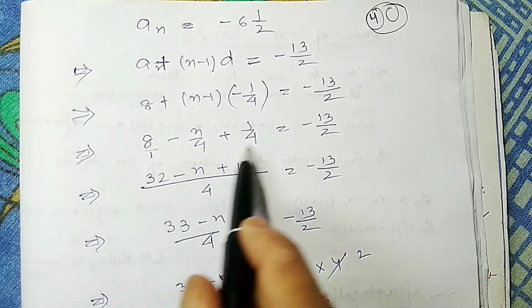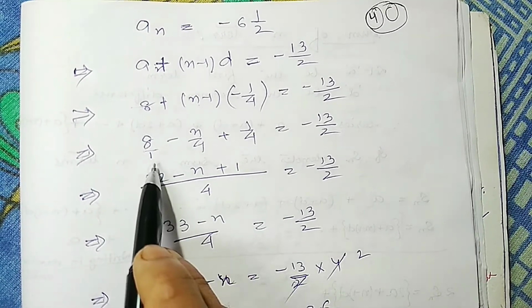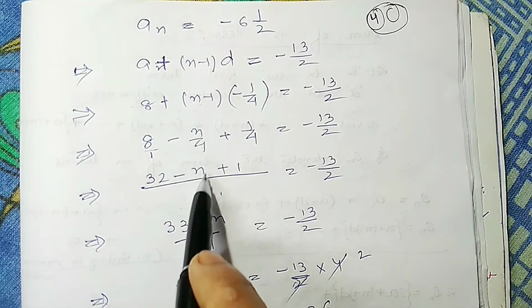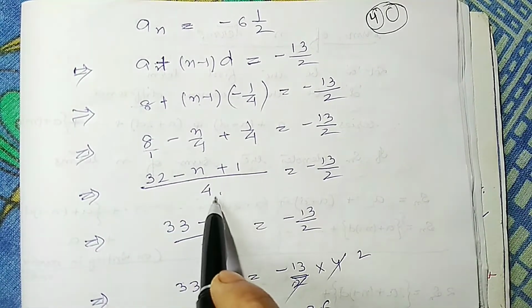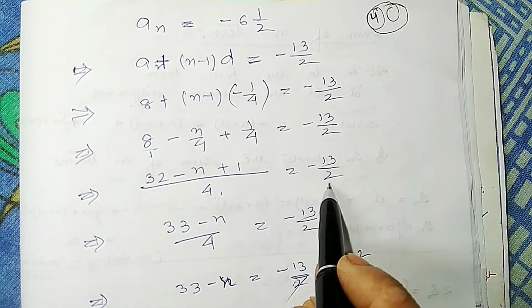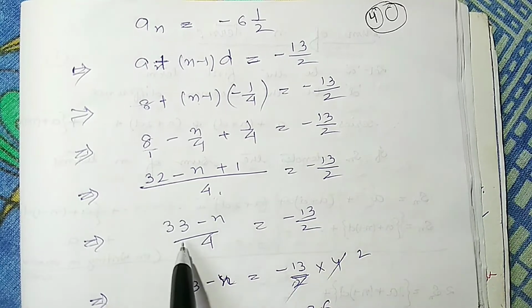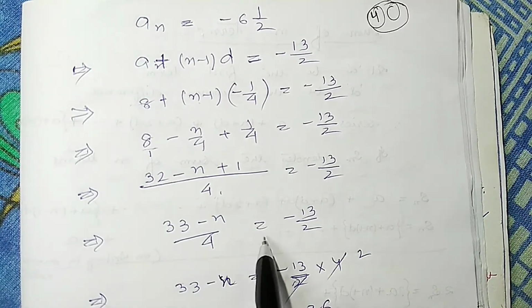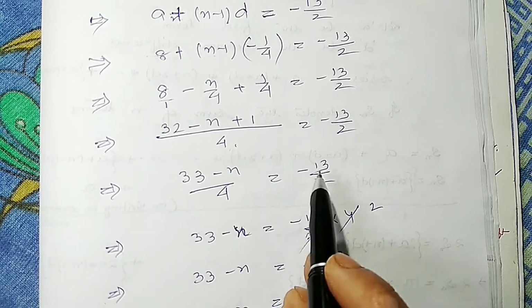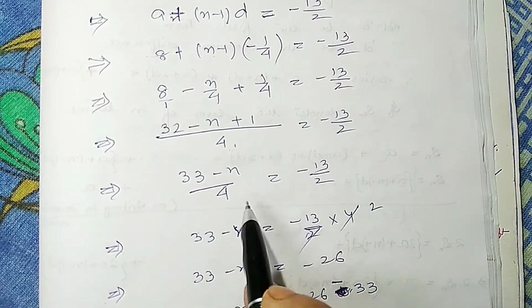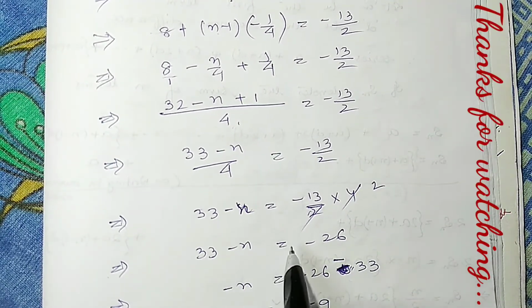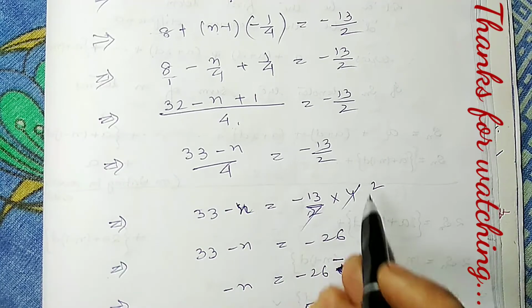So we can take LCM as 4. 4 divided by 1 is 4, 4 times 8 is 32. 4 divided by 4 is 1, n times 1 is n, plus 4 divided by 4 is 1, 1 times 1 is 1, equal to minus 13 by 2. 32 plus 1 is 33, minus n by 4 will be equal to minus 13 by 2. 33 minus n equals minus 13 by 2 into 4. 2 times 2 is 4. So 33 minus n will be equal to minus 13 into 2, minus 26.